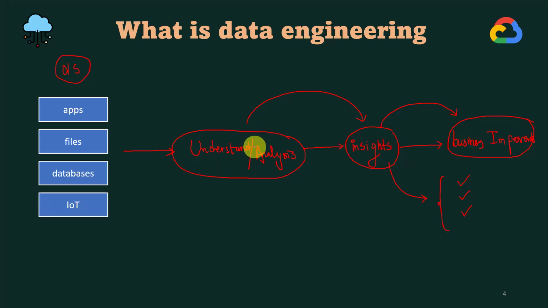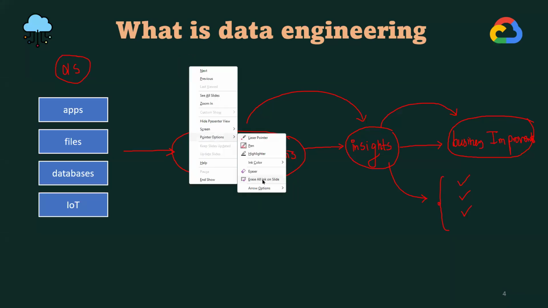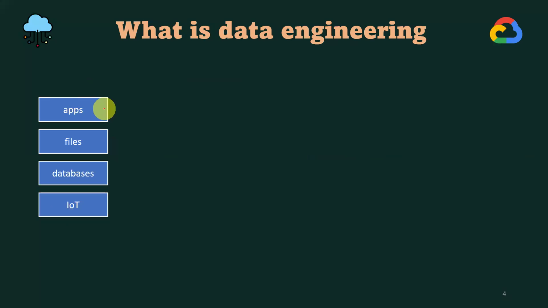So if you want to analyze the data, can we directly go for the analysis? Sir, I have the data here, I also have the data here, we have the data coming from these platforms. Can we directly go for the analysis? We can't just directly go for the analysis. It's because this application may be running on some server, these files are coming from some different location, these databases are running in some other area, some regional databases. These IoT devices are coming from different servers, different sources.